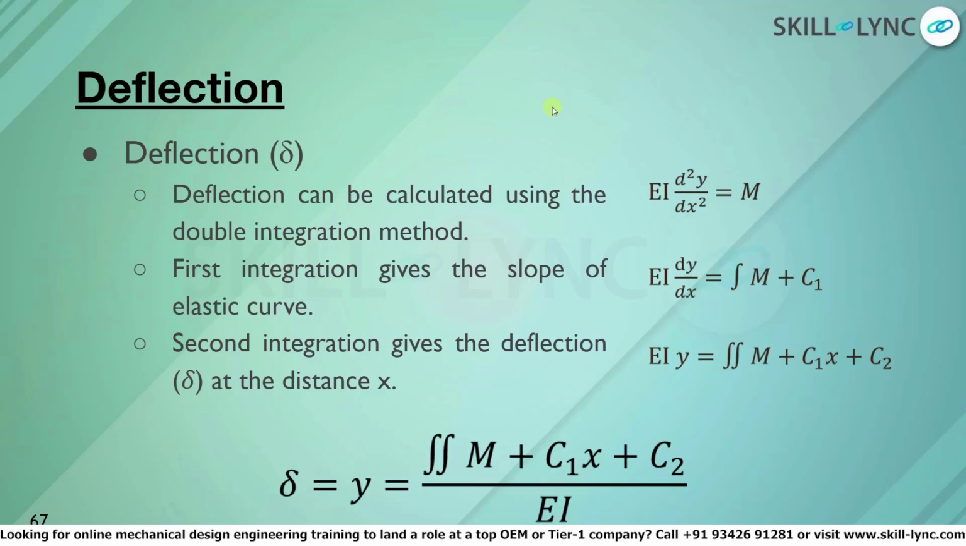c2 is the other integration constant. Thus, y, which is equal to the deflection, is equal to the double integral of M plus c1x plus c2, divided by EI. Here, M is the moment of resistance, c1 and c2 are the integration constants, x is the distance at which the deflection is measured, and E is the elastic modulus. We can also see that I is the moment of inertia in this equation. Now, using this equation, we can easily calculate the deflection delta at the distance x.